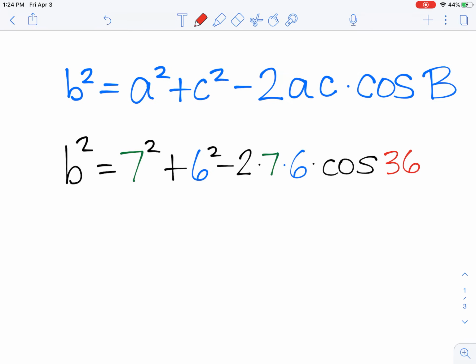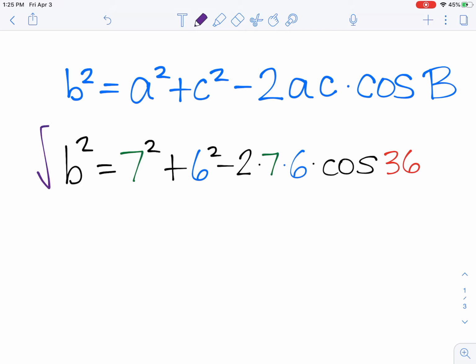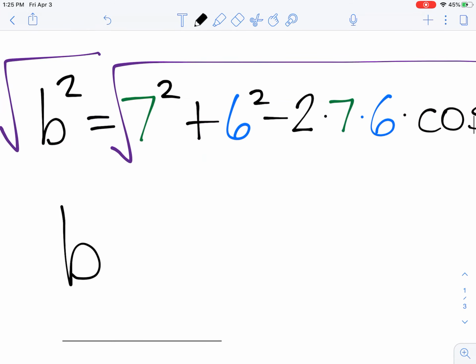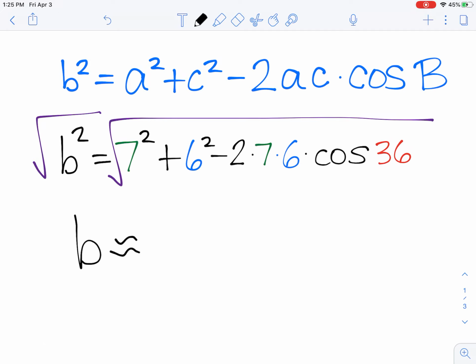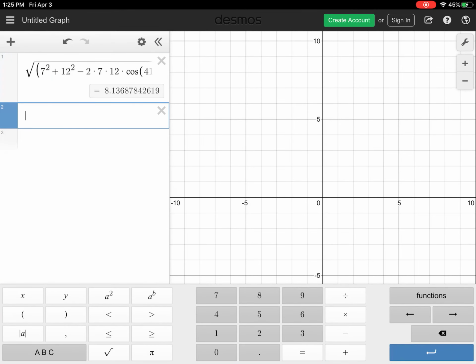Now I've purposely tried to color code it so the parts that show up every time are in black, including the item that we're trying to solve for. We know that eventually to get B by itself, we're going to take the square root, so we're going to go ahead and do that right now so that we can just enter this into our calculator all at once. So B is approximately equal to, and I'm going to swap over to my Desmos. Since I haven't exited out, it should still be in degrees.